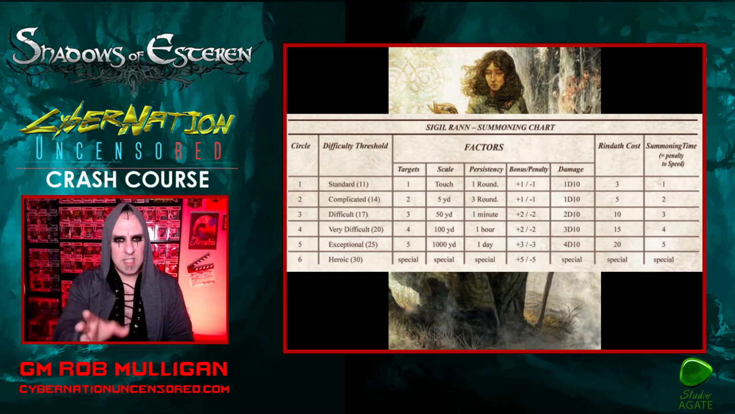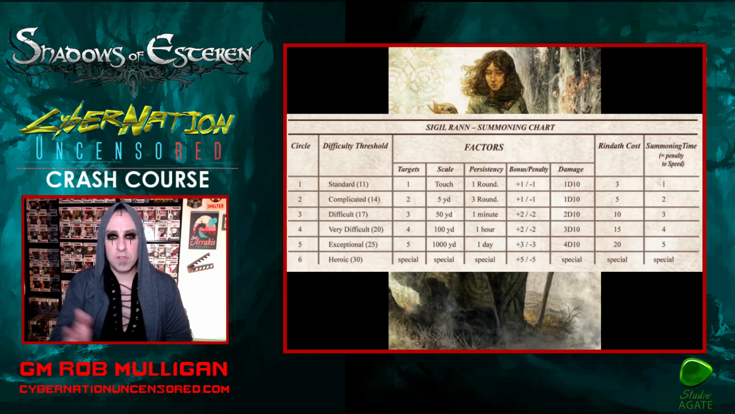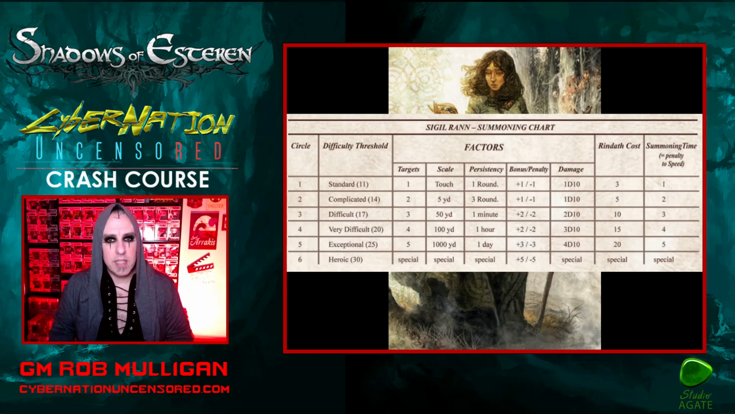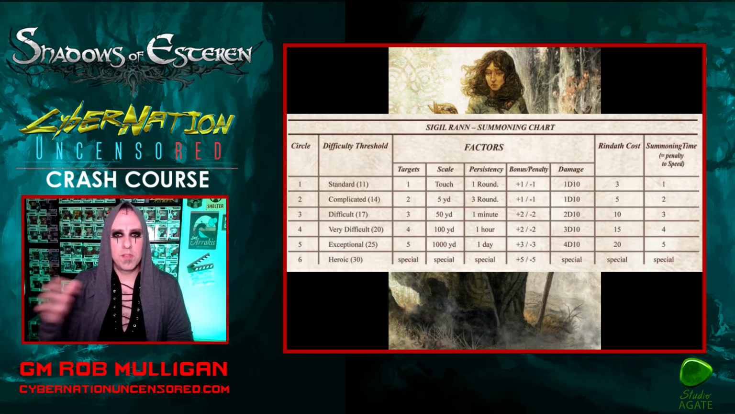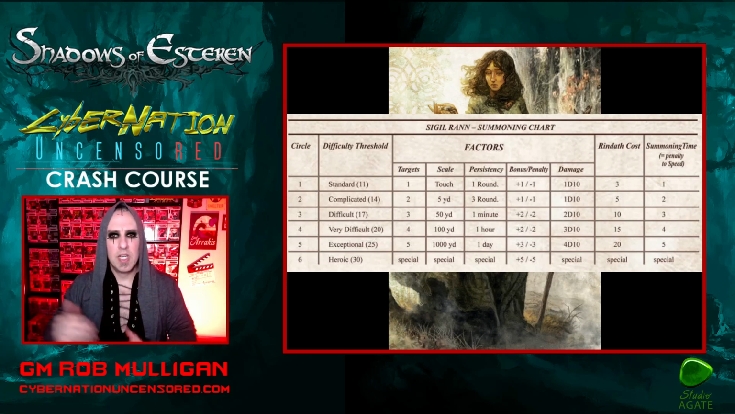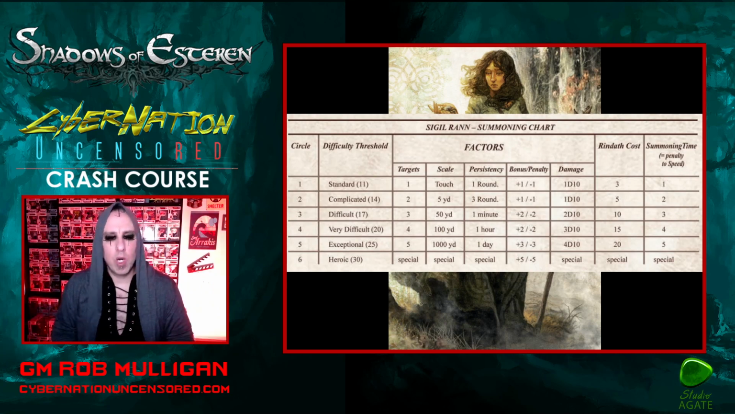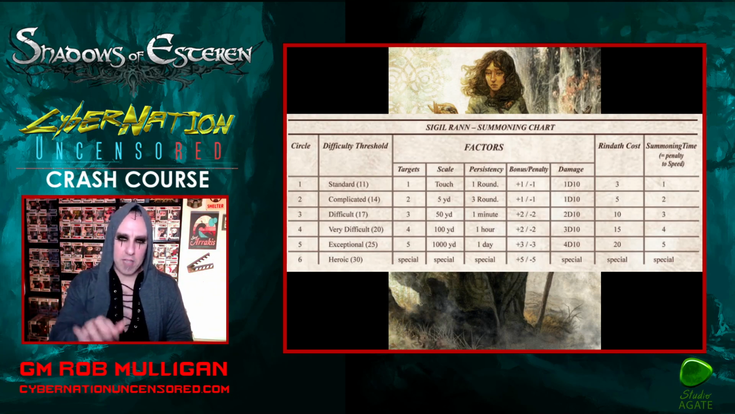But in order to set that difficulty threshold, you're going to do it by one of these factors. You see these different factors here: how many targets you're hitting, the scale, persistency, bonus penalty, the amount of damage you're trying to deliver or heal or whatever. And you'll see that within the different minor Ogham and the different spell options, they might heal, they might cause damage. They all have their own little ways that they work and what they might do, and that'll change the way that you define these different factors and how they play.